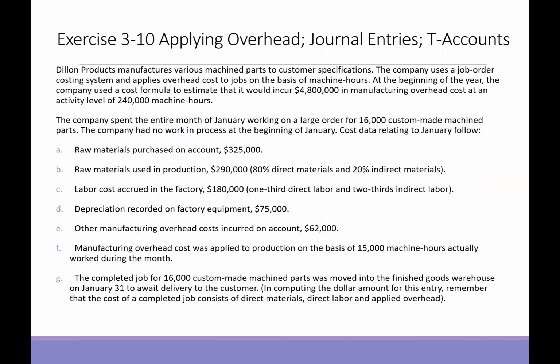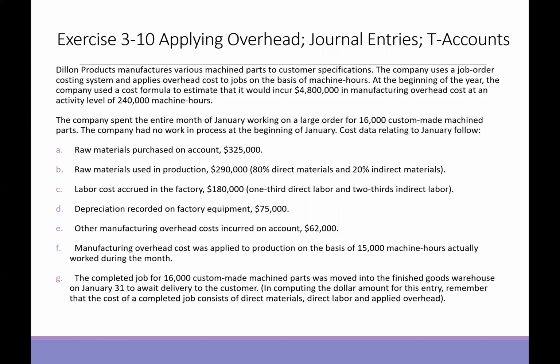Dillon Products manufactures various machine parts to customer specifications. The company uses a job order costing system and applies overhead costs to jobs on the basis of machine hours. At the beginning of the year, the company used a cost formula to estimate it would incur $4,800,000 in manufacturing overhead cost at an activity level of 240,000 machine hours.